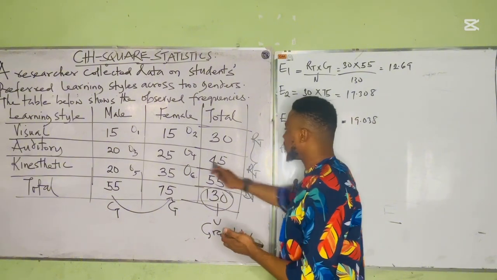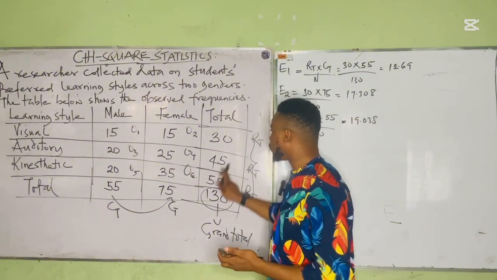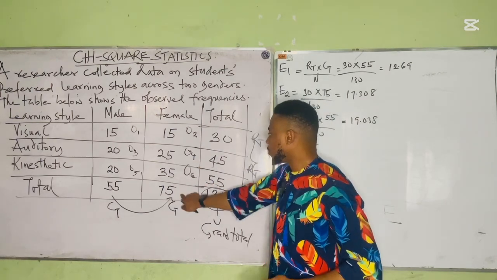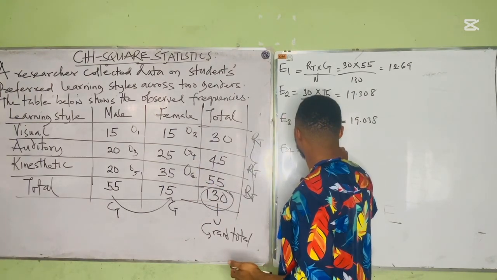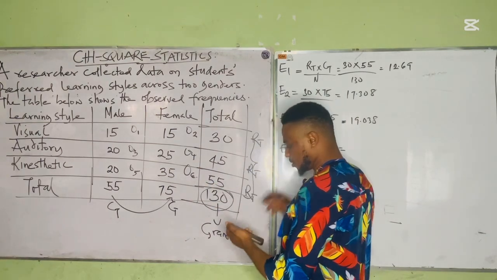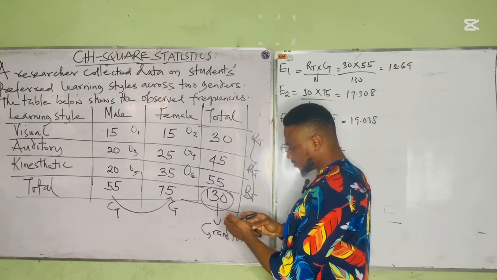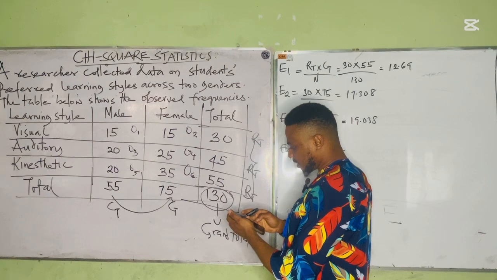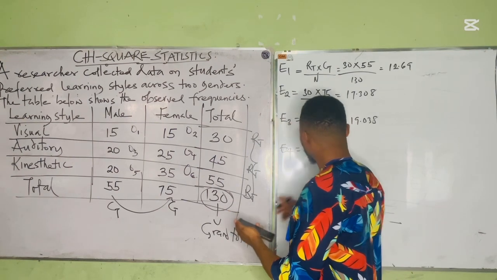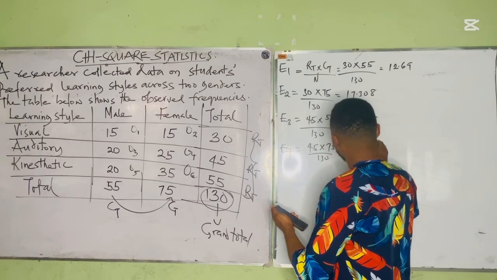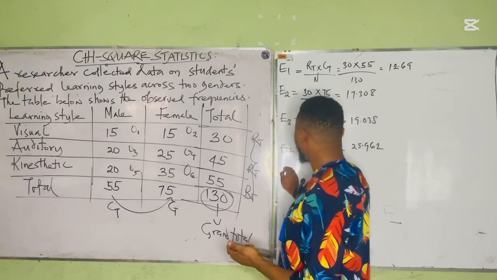Let's go to E4. We are gradually ending. 25 is our O4. So for E4, row total 45, column total 75, divided by 130. So we say 45 times 75 divided by 130. This will give us 25.962.